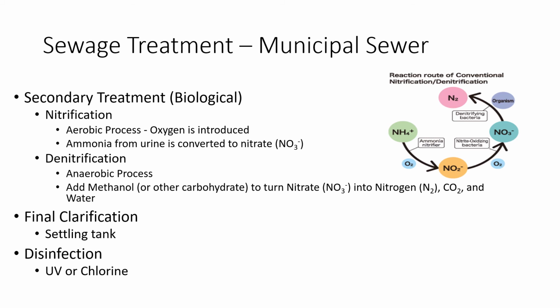So once this denitrification process has happened, it goes into final clarification, so another settling tank, just like in the primary settling, but now the water has been treated and the nitrogen is out and it doesn't have as many solids. In that final tank, you have the solids that settle to the bottom. We call that activated sludge, which we'll talk about in a little bit. But after final clarification, that water is fairly clear, and then it gets disinfected, whether it be with UV or chlorine, depending on what that plant uses.